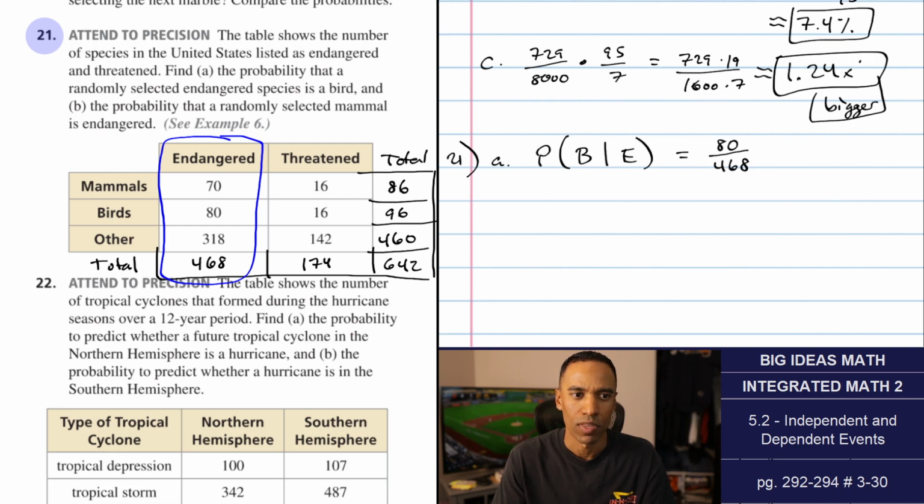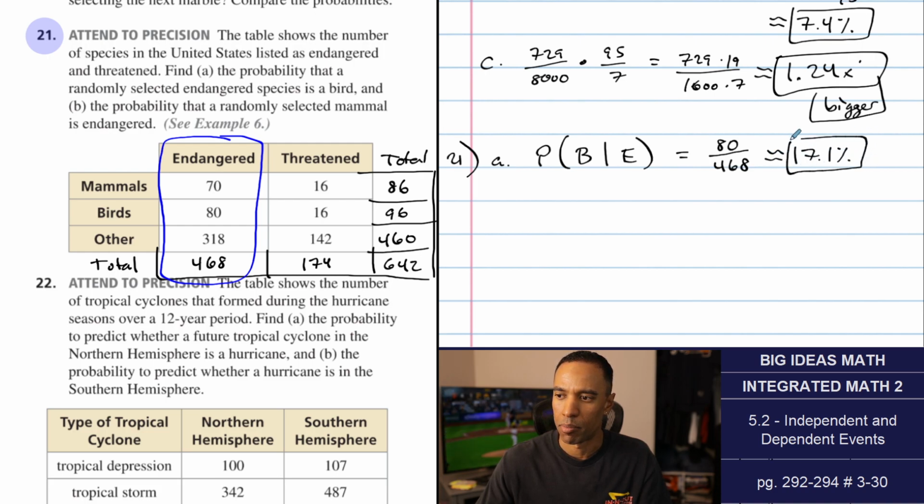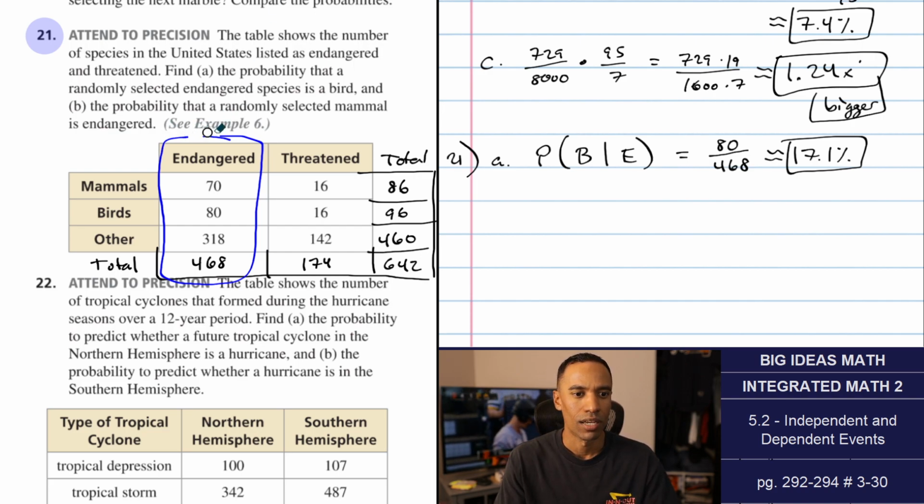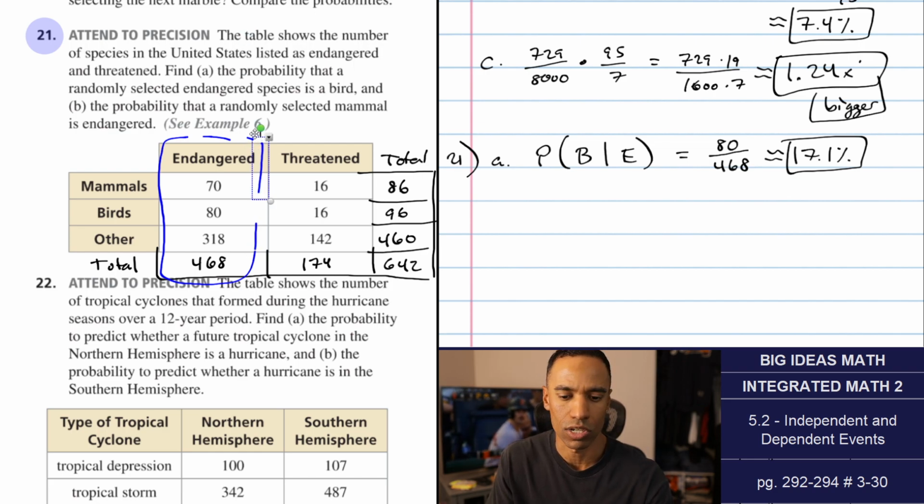So this will be about 17.1% probability of birds given that they are endangered. I know they didn't specifically say given that they are endangered. They never said conditional probability, but they said a randomly selected endangered. So they're telling you what it is that we need to know out of that.